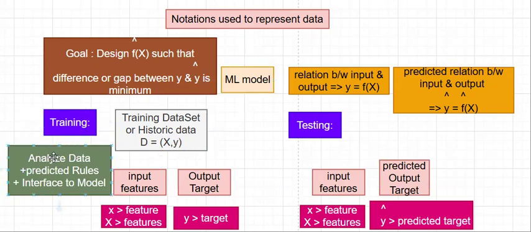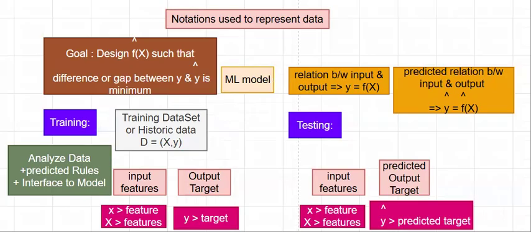Training requires these three tasks. First, analyze the input data set for training and predict the new rules based on the data set that is provided to this model. After predicting based on the analysis of the data, those rules need to be interfaced to this model.